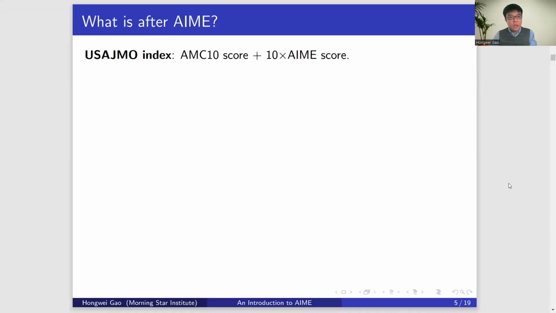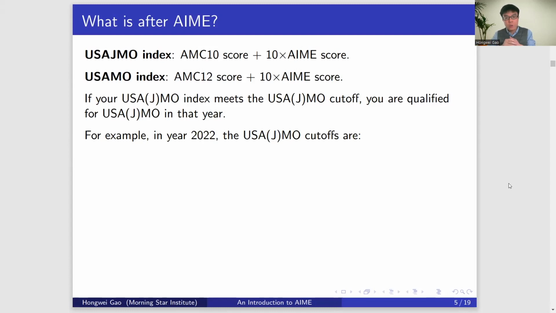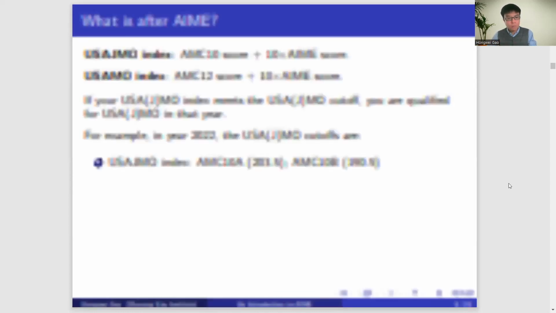For USA-JMO, the index is defined as the AMC 10 score plus 10 times the AIME score. The USA-MO index is defined similarly. It's the AMC 12 score plus 10 times the AIME score. If your USA-MO or JMO index meets the corresponding cutoff in that year, then you are qualified for the corresponding test. For example, in 2022, the cutoffs are as follows.